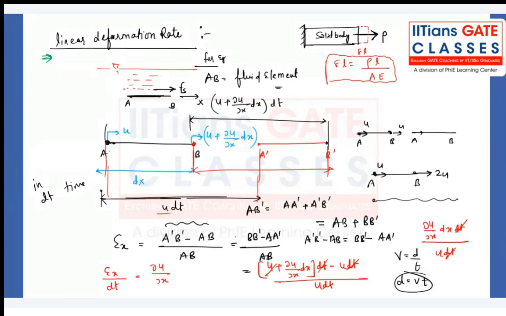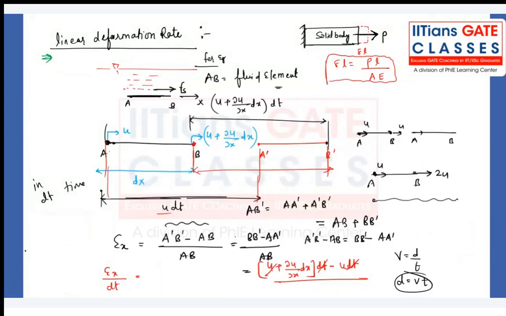We will be getting what? Original length is what? AB. What is the AB we can write? That is not UDT. Sorry, that is not UDT. That is DX. Getting my point?